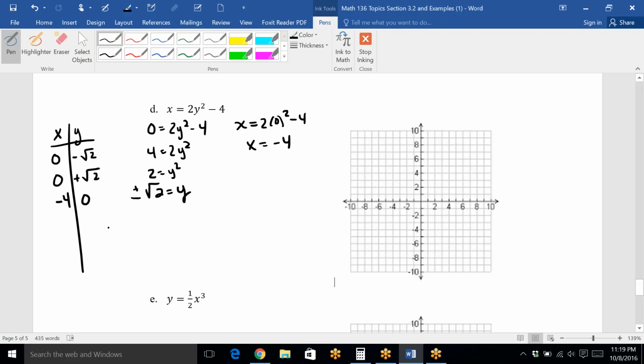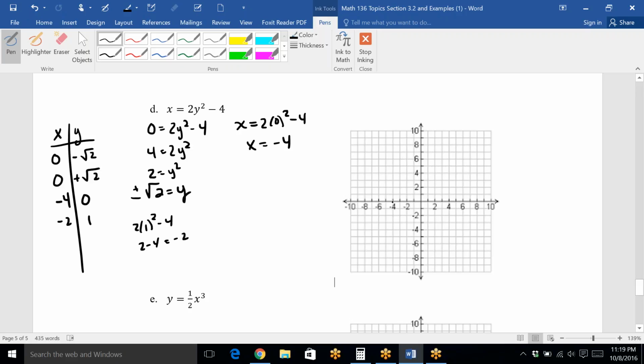This should be enough points, but if you want, you can try another point. You could plug in 1 for y. I'd actually plug in for y because this is solved in terms of x. So that'd be 2 times 1 squared minus 4. So that would be 2 minus 4, that's just negative 2. So negative 2 comma 1.